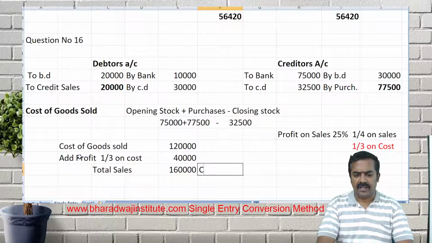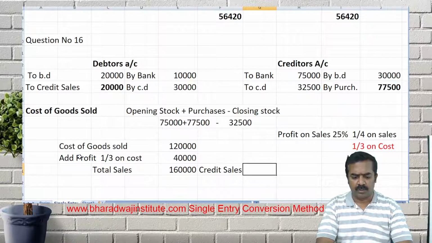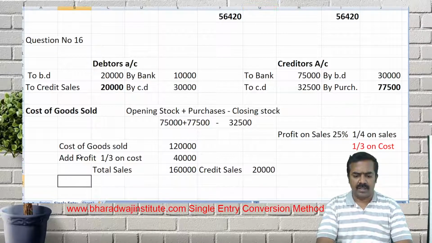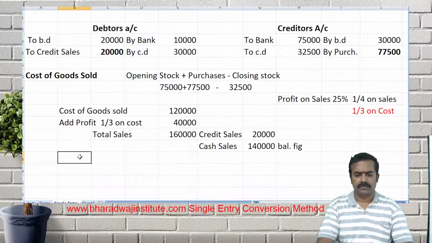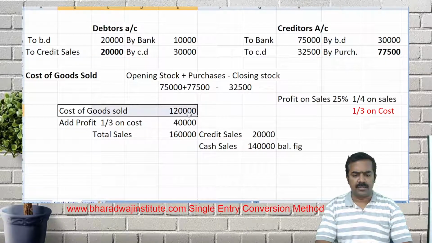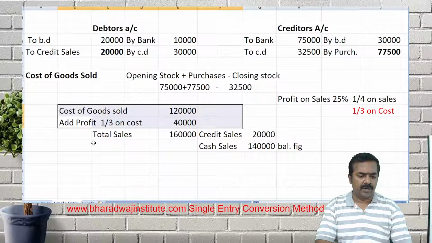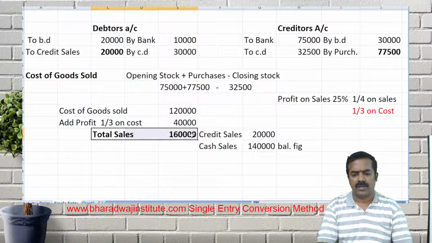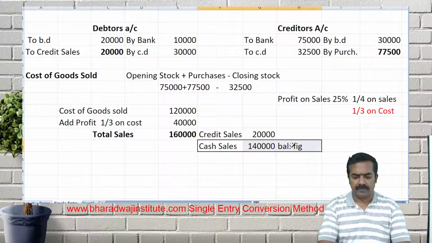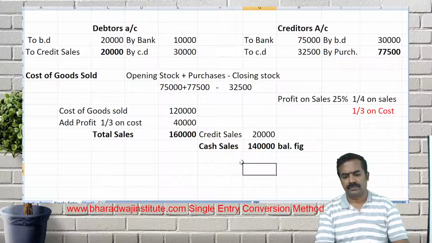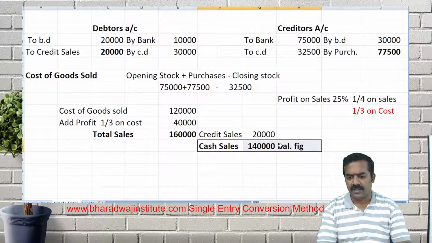In this, we already know the credit sales we worked out. How much credit sales did we work out in the debtors account? 20,000. Cash sales is the balancing figure. Cost of goods sold is 1,20,000. Add profit, you get total sales. What is the total sales? 1,60,000. In that, credit sales is 20,000. The balance is cash sales.